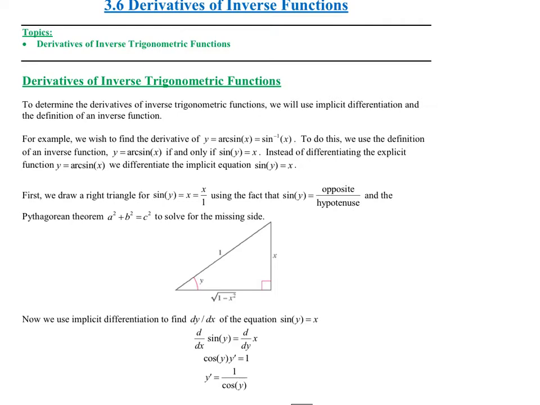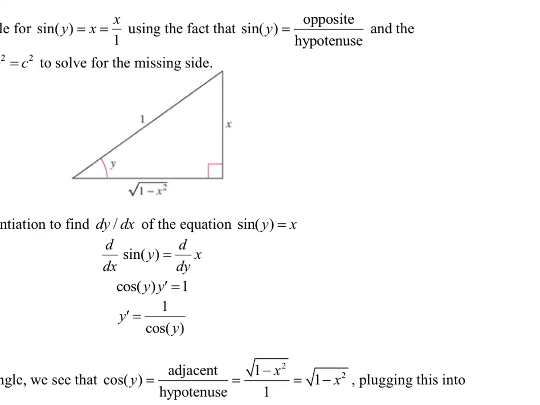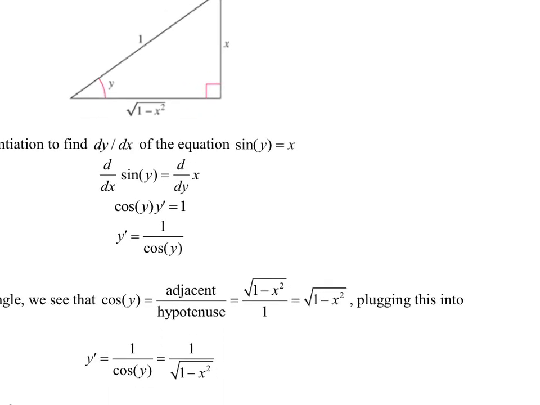Now, we honestly already kind of did this in one of the previous sections. So let's look at this. What we started off with in the previous section was trying to find the derivative of sine of y equals x. So what we did was implicit differentiation of both sides. We took the derivative of both sides. The derivative of sine of y is cosine of y times y prime, and the derivative of x was 1. Then we divided both sides by cosine of y, and we ended up with y prime equals 1 over cosine of y.